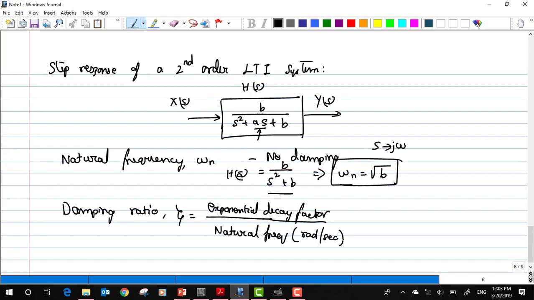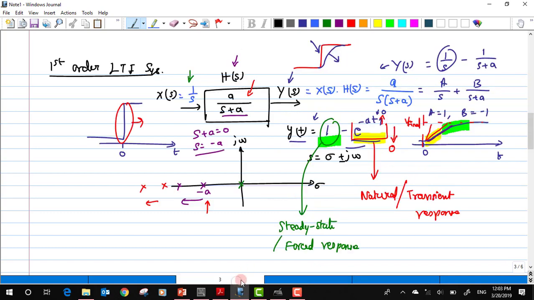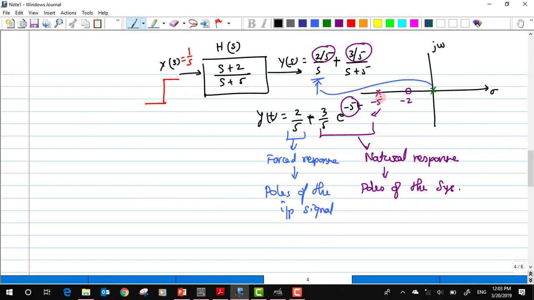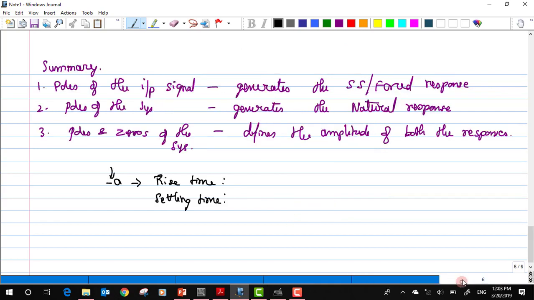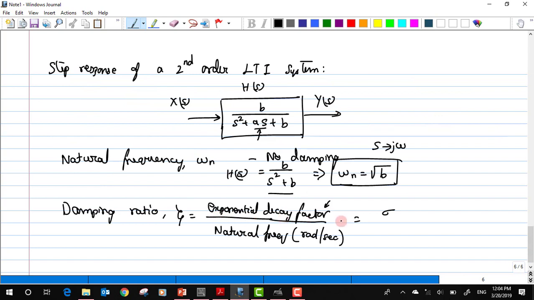So basically the real part, which is nothing but sigma. In general, if I look back into this, you could see that the real part of my pole generally appears as the exponential decaying factor. So when I talk about the exponential decaying factor here, I am talking only about the real part of my system pole. That's the reason why I have taken it as sigma here, and I am going to take the magnitude of it divided by the natural frequency, which is this omega n.